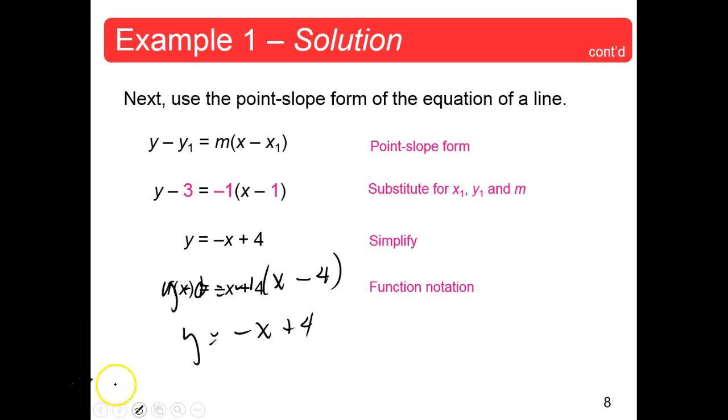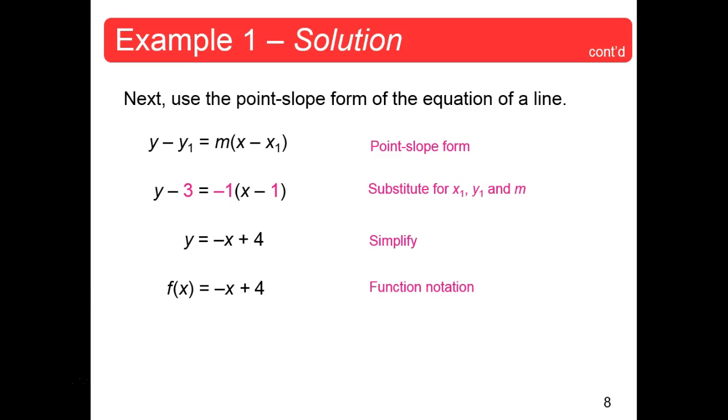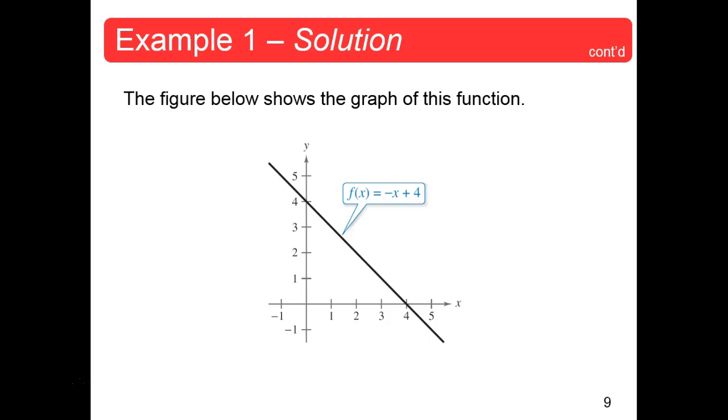One last step they did, they wrote it in function notation, which frankly, I was writing in function notation the whole time. F of x equals minus x plus 4. Why is this true? Why can you go from this step to this step? What's always true? Y is equal to f of x. Okay. Just change the y to f of x. Perfect. Remember that. You'll use most of this throughout the course.